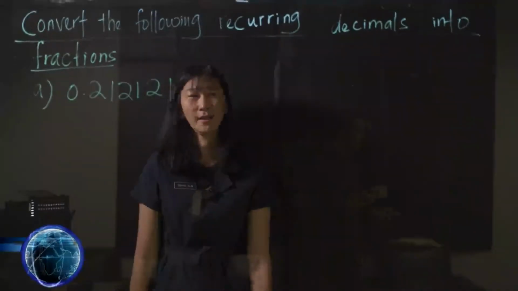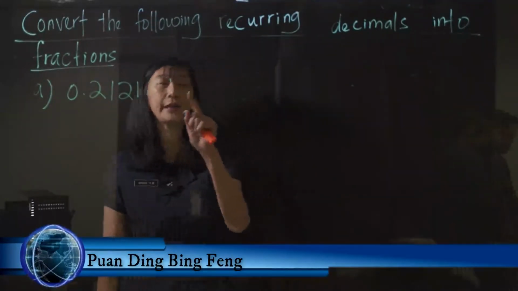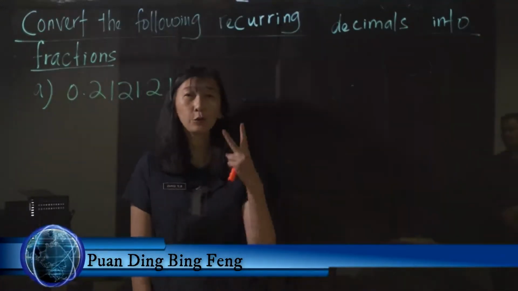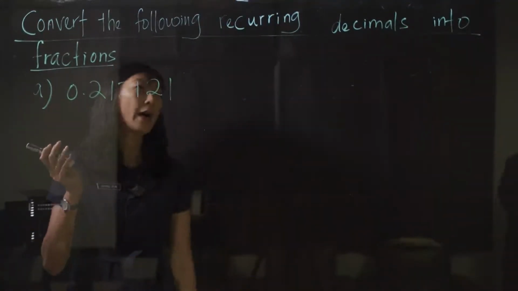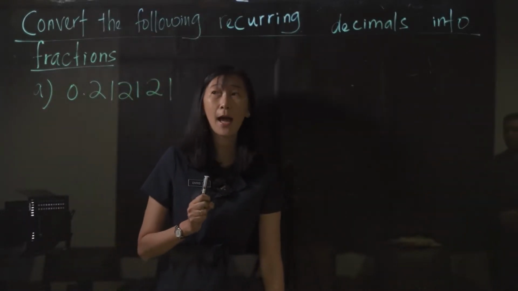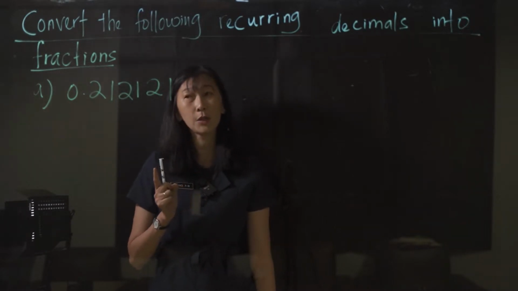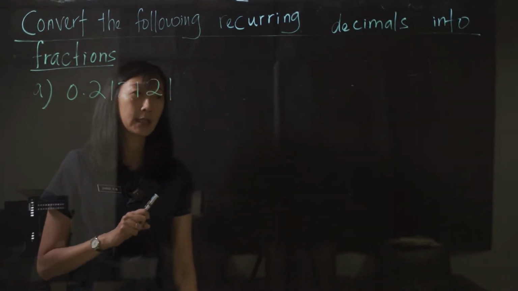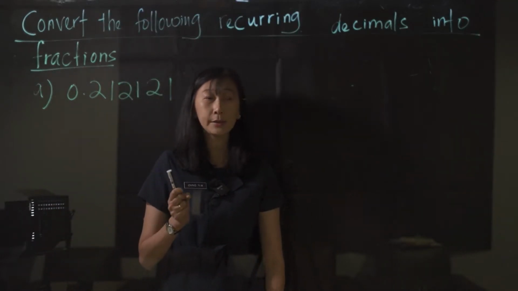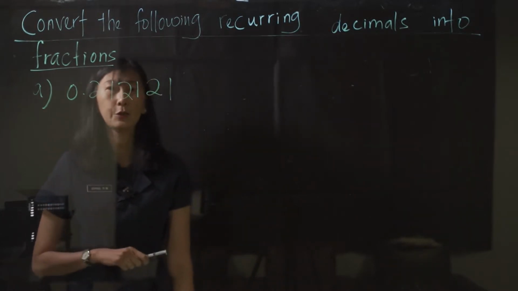Good morning, everyone. In this video, we are going to learn how to convert recurring decimals into fractions. Actually, we have two methods to express recurring decimals as fractions. First is the algebraic method, and the other uses geometric progressions. But in this video, we are going to use the algebraic method to express recurring decimals as fractions.